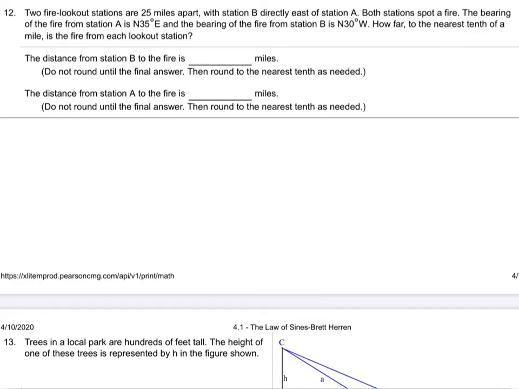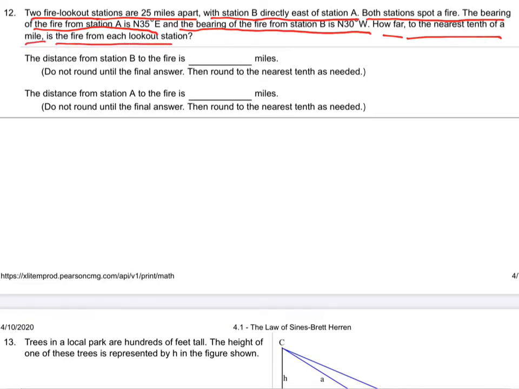Number 12. This is not an easy question. So we have 2 fire lookout stations 25 miles apart, with Station B directly east of Station A. So this is a tricky one here. Both stations spot a fire. The bearing of the fire from Station A is north 35 degrees east. Remember those coordinates we learned earlier in the course? And the bearing of the fire from Station B is north 30 degrees west. How far to the nearest tenth of a mile is the fire from each lookout station?